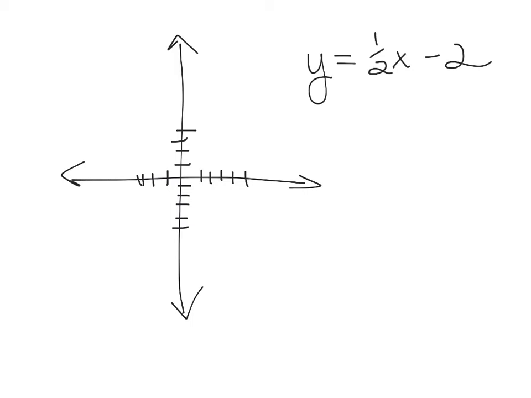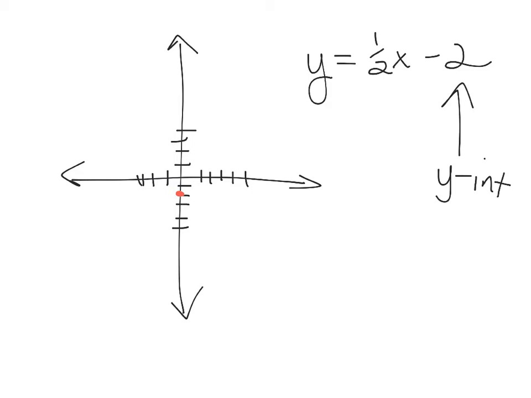Let's talk about the parts of this equation. Negative what? -2. Good. This is my y-intercept. This is my starting point. So on the y-axis at -2, I put my first point. From that -2, I'm going to move my slope.